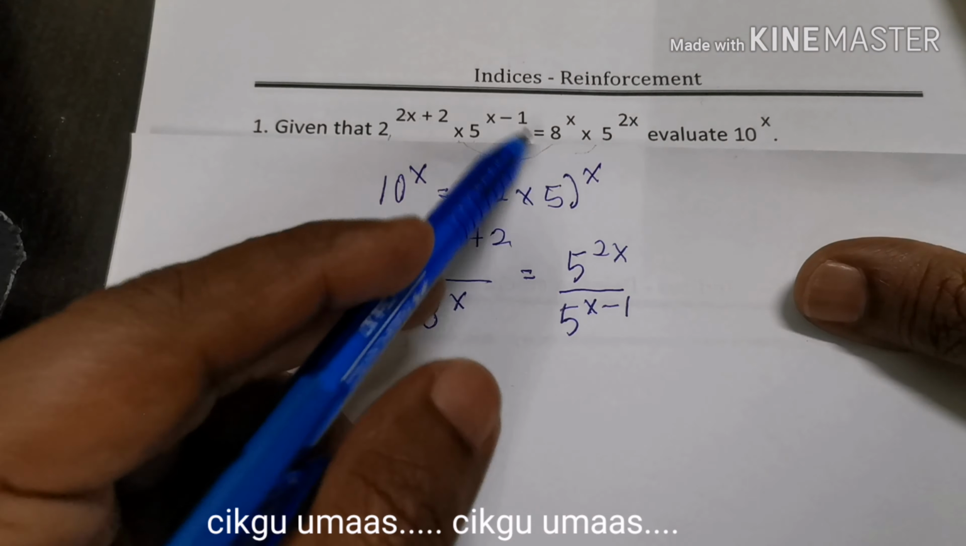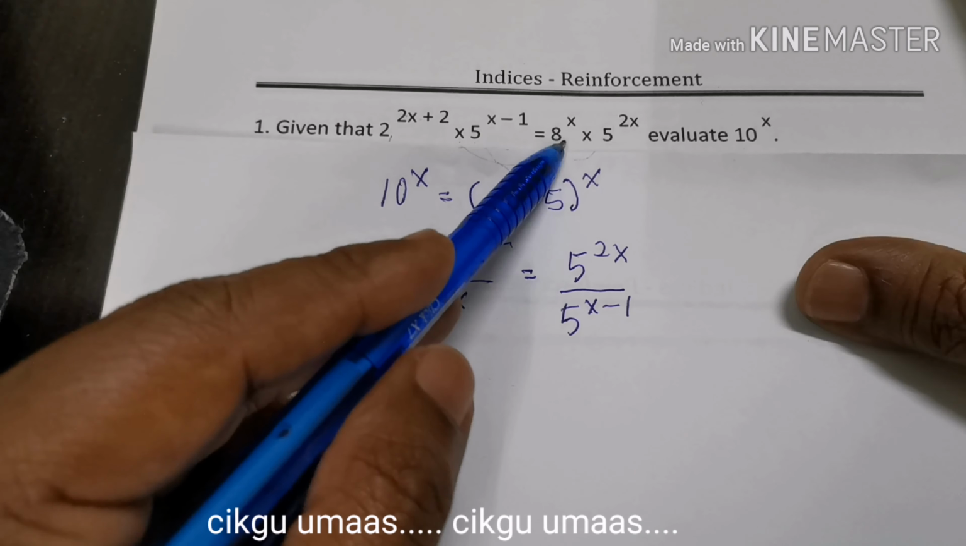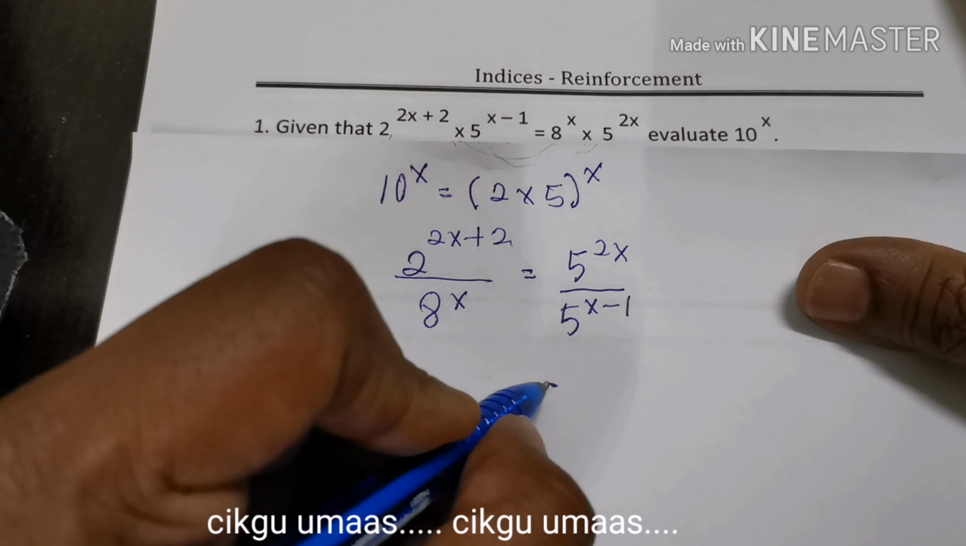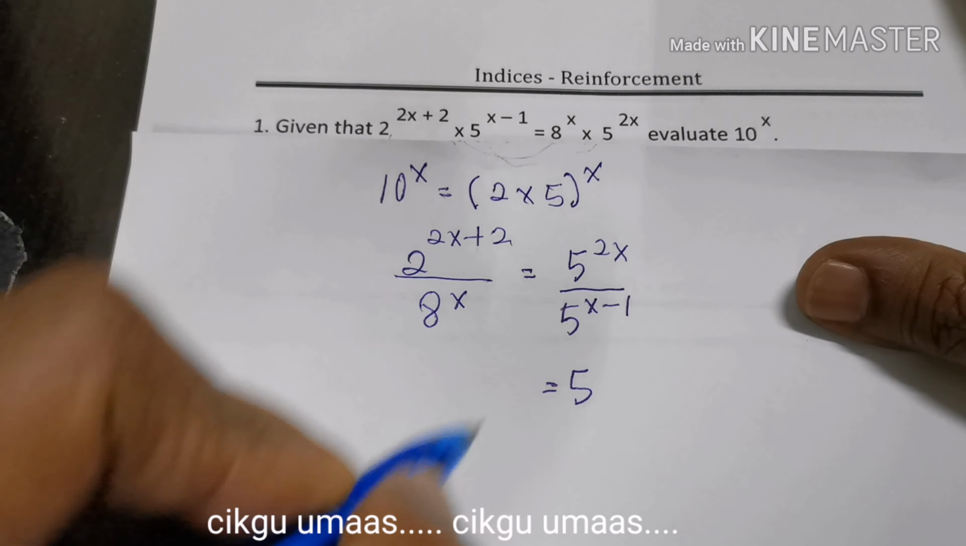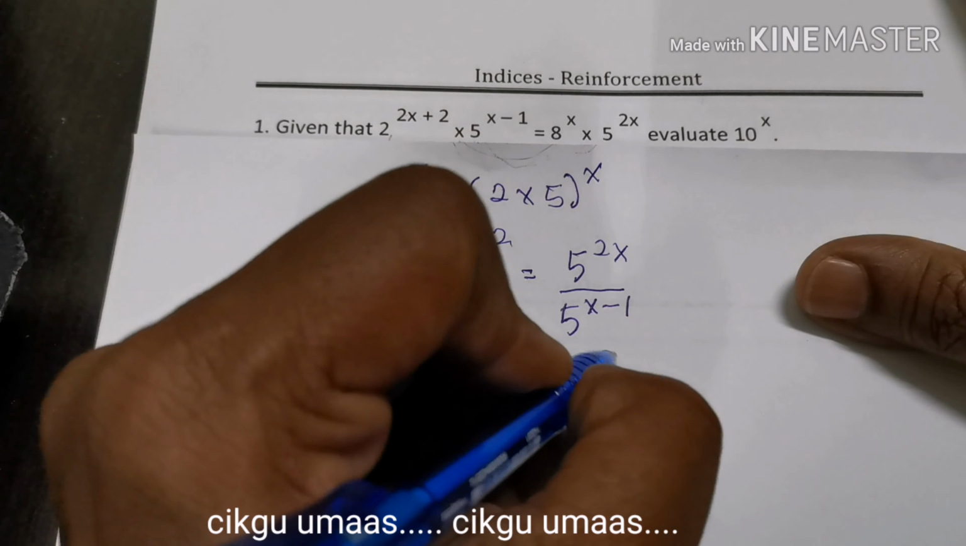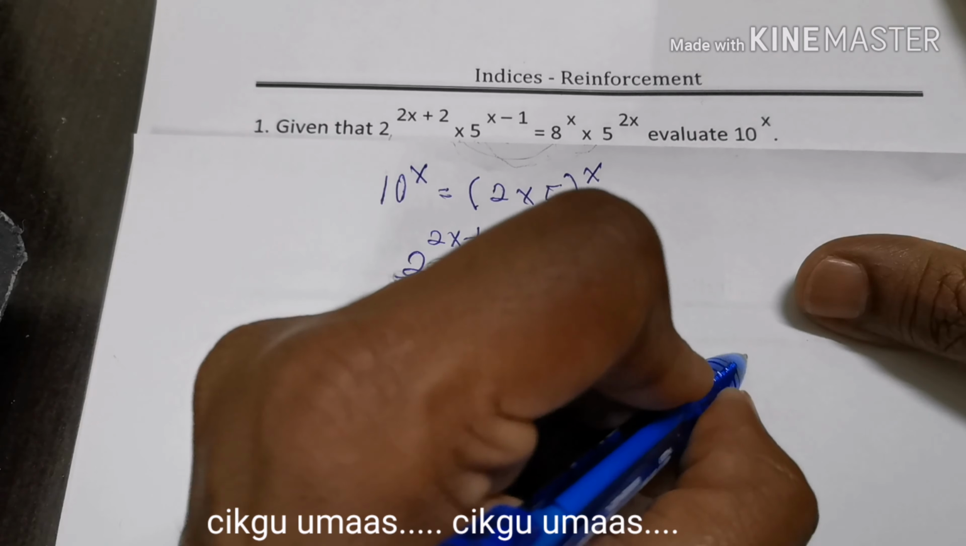Okay, what did I do? I just move this to the left. So multiply, divide, multiply, move to the right, divide. Okay, next, since the base is same, I can use the principle of or the law of indices. When you divide, you take the power and you minus.